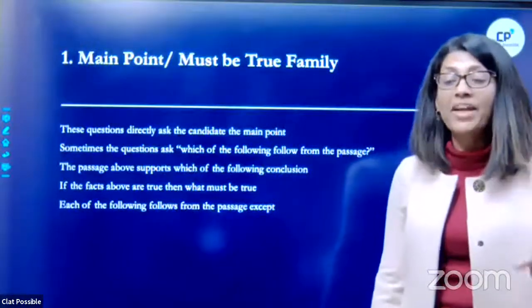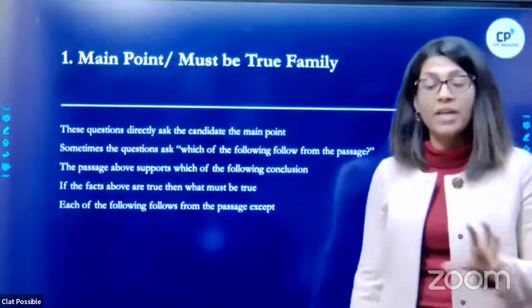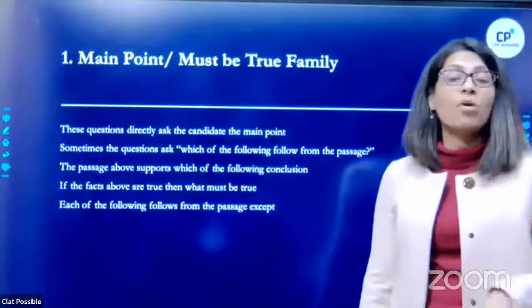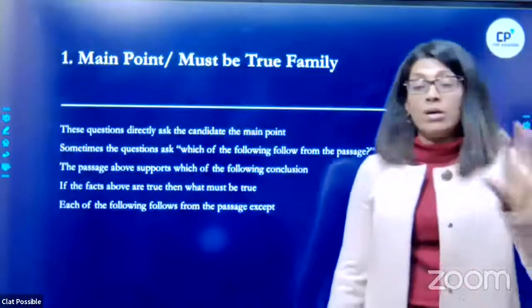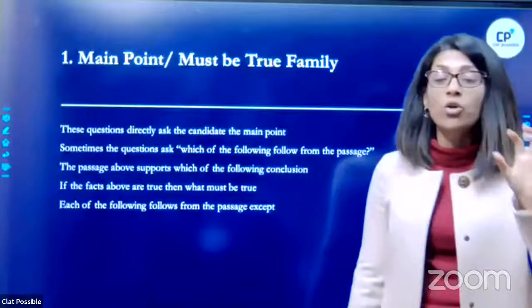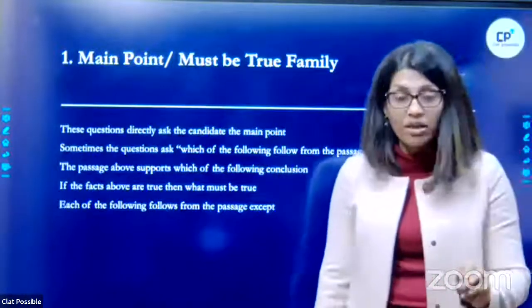When you see the options, options that just repeat some facts from the passage should be eliminated. Options that talk about vague things not mentioned in the passage should be eliminated. If you see an option that gives you the conclusion of the author, that is a likely answer.